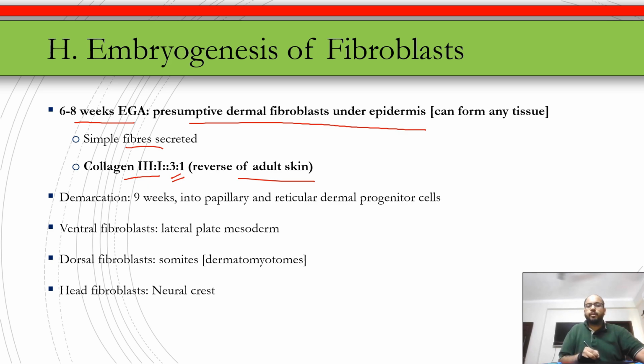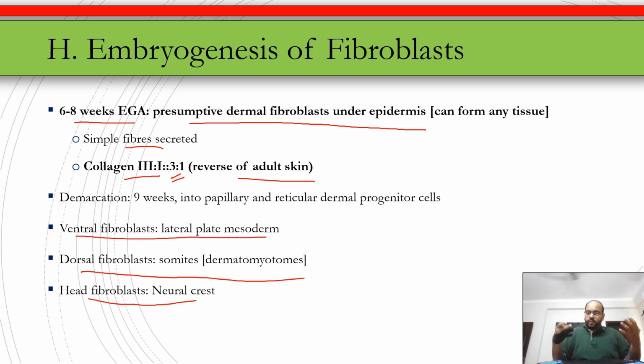Now, we know that the fibroblasts are going to be different. Why different? Because the source of dermis is different. So in the head, the fibroblasts are derived from neural crest cells. In dorsal fibroblasts, that means of the back, they are derived from somites and dermatomyotomes. And in the ventrum, they are derived from the lateral plate mesoderm. Why? Because the dermis is derived from different areas. Let's move forward.